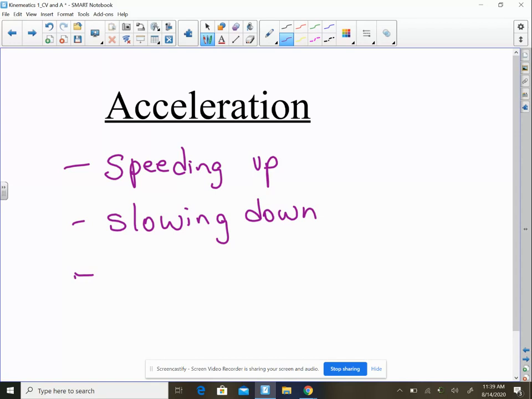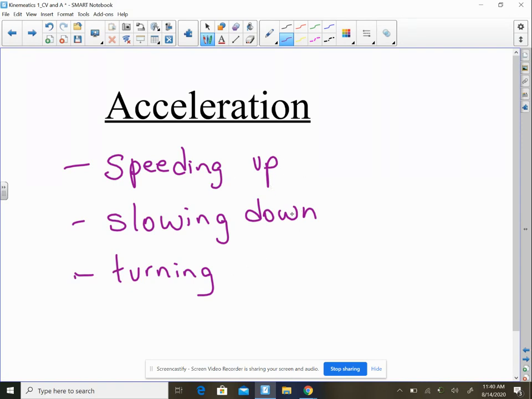But there's one more thing you could be doing. You could be turning. If you think about that, these are all things that you feel when you're in your car. What happens to you when you step on the gas and you speed up? Your body goes back against the seat. What happens when you slow down? When you slam on the brakes, your body goes forward away from your seat. And when you're turning, your body goes in the opposite direction of the turn. And so you feel accelerations.